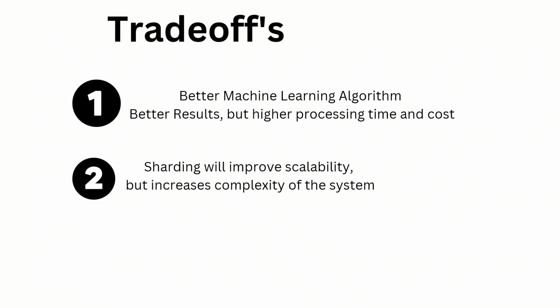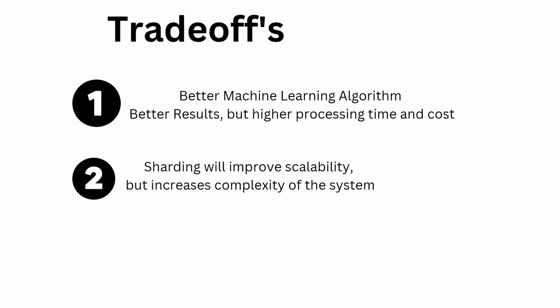Let us discuss trade-offs. There are several trade-offs to consider when designing this system. For example, using more complex machine learning algorithms for recommendation generation may result in better recommendations, but it may also increase processing time and cost. Additionally, using more advanced data storage techniques like sharding may improve scalability, but it may also increase system complexity.